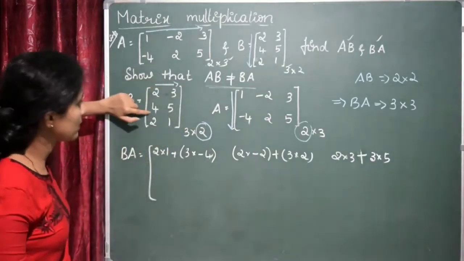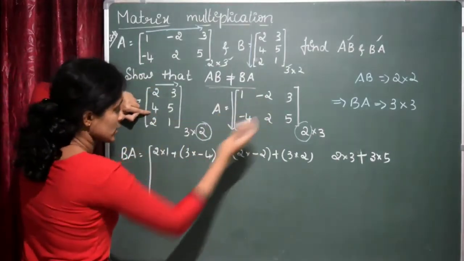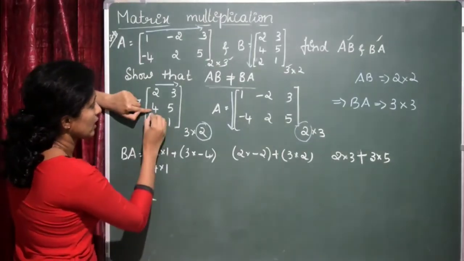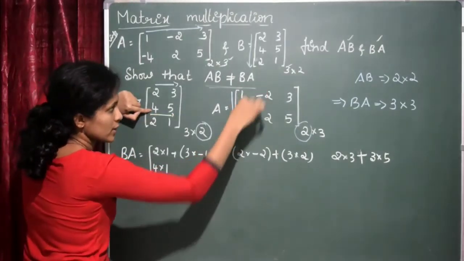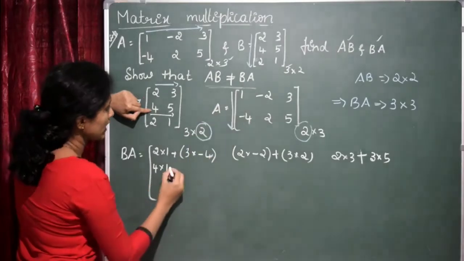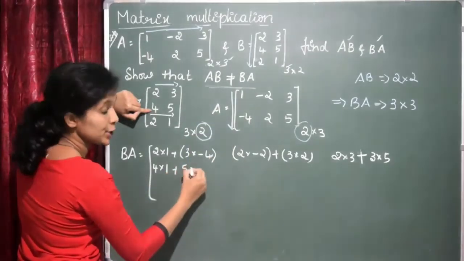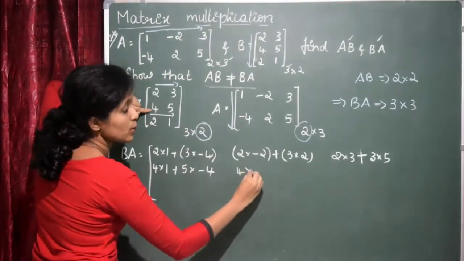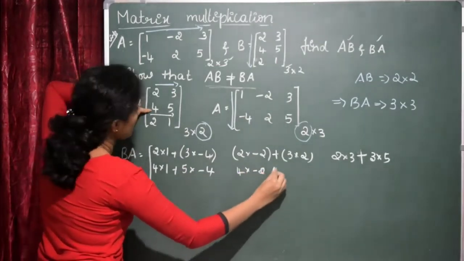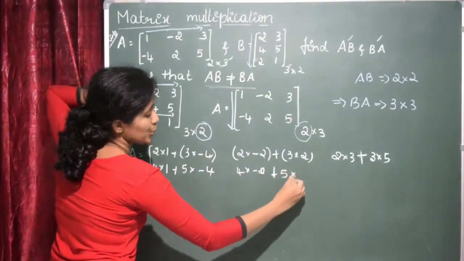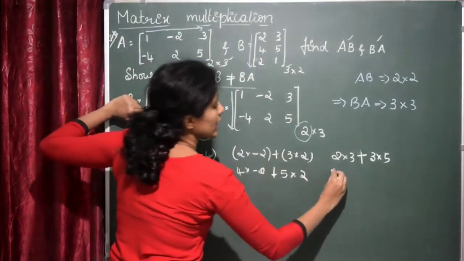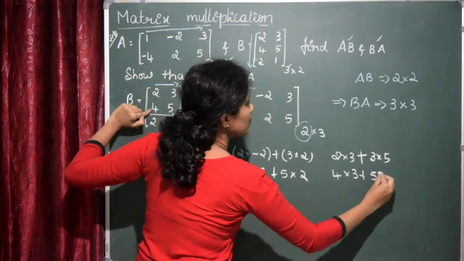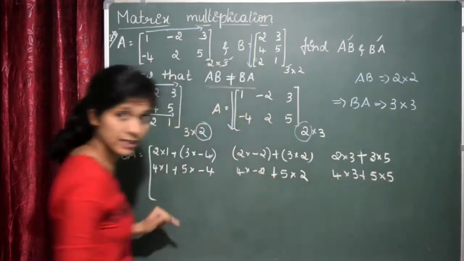Okay. Next will be second row, first column, that is 4 into 1 plus 5 into minus 4. Next will be 4 into minus 2 plus 5 into 2. Next will be 4 into 3 plus 5 into 5. I hope you are getting this one.